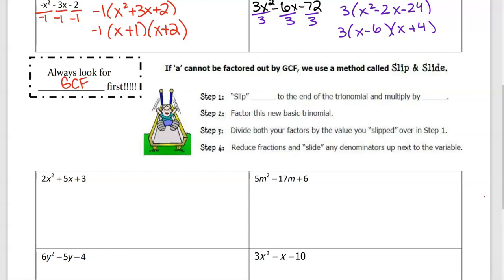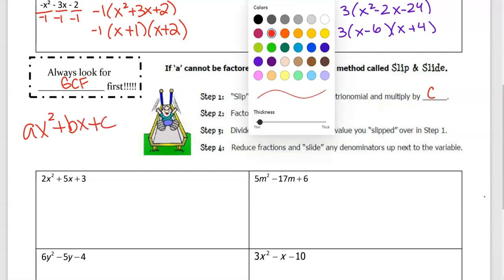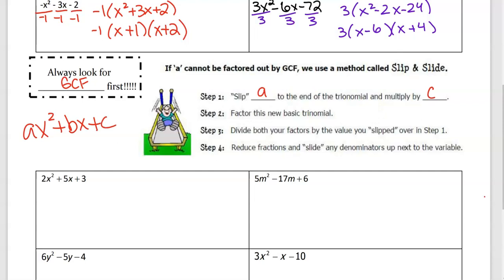What we are going to do, so if we don't have a GCF, if we cannot divide it out, we're going to slip A to the end and multiply it by c. What am I talking about? Our standard form is ax squared plus bx plus c. When I'm talking about a's and c's and stuff, that's what I'm talking about. Yep, so you're going to take that first piece and you're going to multiply it to the end.